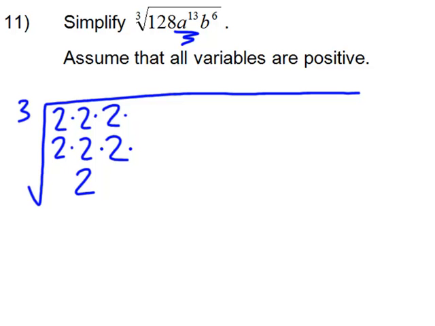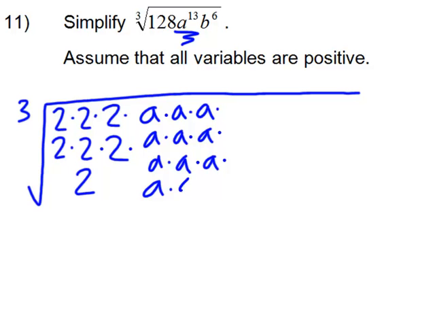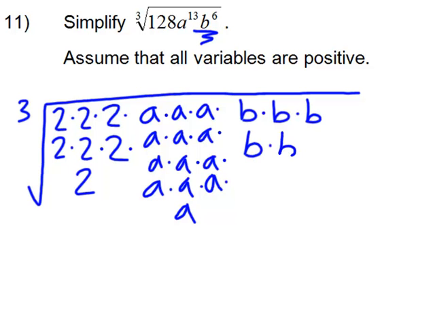All right, a to the 13th, similarly. Yes, it's more efficient just to write a to the 13th, but what it really means is a times itself 13 times. So count them up, 13 a's underneath. And finally, b to the 6th power. That means I need to write b times itself 6 times. All right.